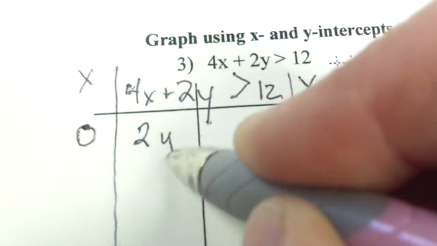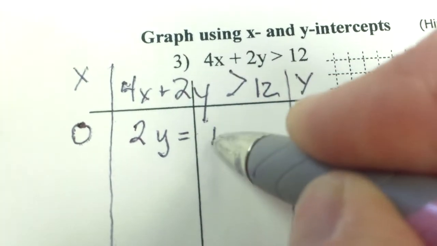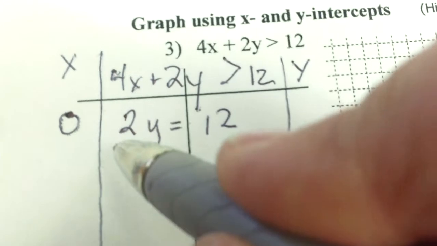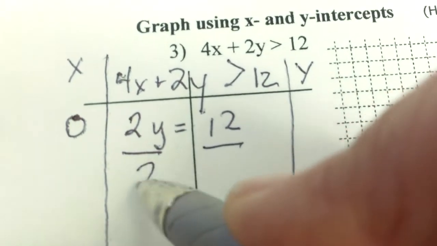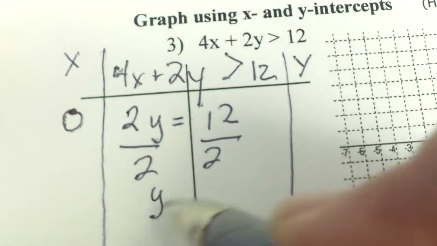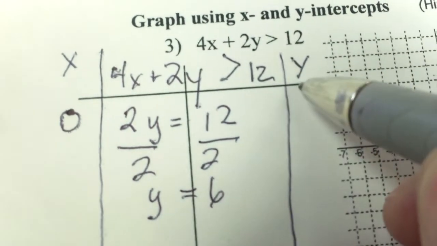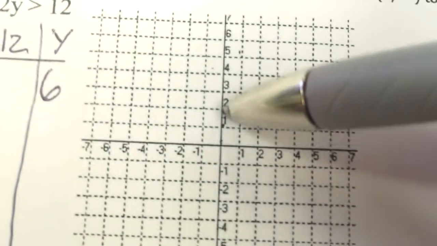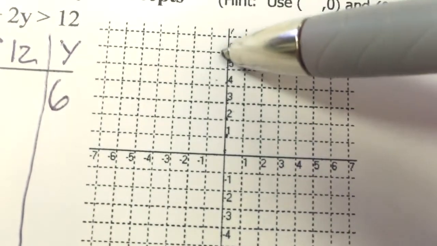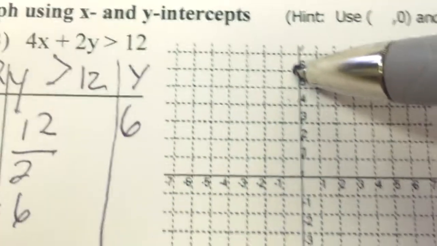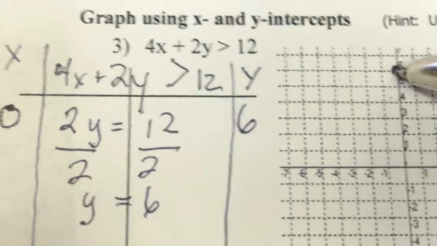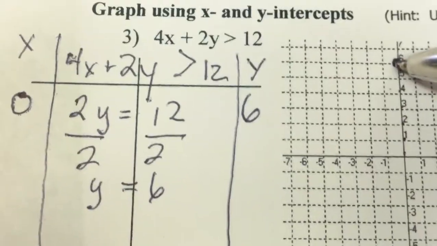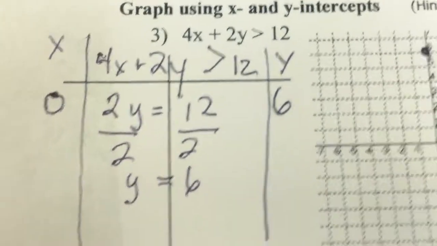But since we're just finding the point, I'm just going to call it equals 12 for now. Divide by 2. Y equals 6. When x is 0, y is 6. That's our y-intercept. I'm going to go ahead and graph that. X is 0, y is 1, 2, 3, 4, 5, 6. And since it's a point, we don't have to worry about the inequality part of it till we actually do the broken or solid line and the above the line or below the line.